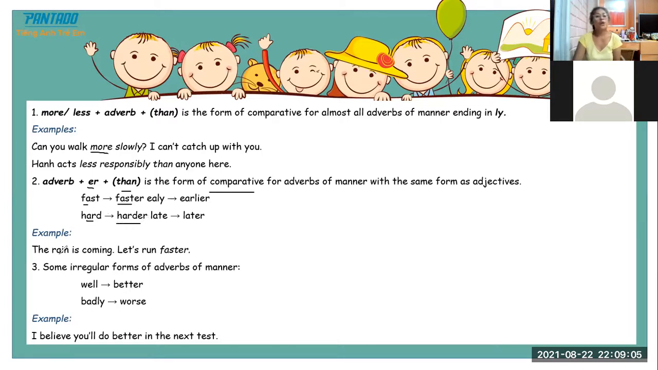Example: the rain is coming. Let's run faster. So we are talking here about more or less plus the adverb plus than. The rain is coming. Let us run faster. You will not say, let's run fast. Some irregular forms of adverbs of manner: you cannot say weller, you cannot say badlier. Well, better; badly, worse. I believe you will do better in the next test. You will not say, I believe you will do weller. No, better in the next test.